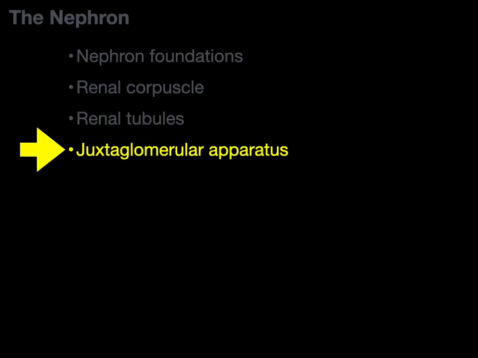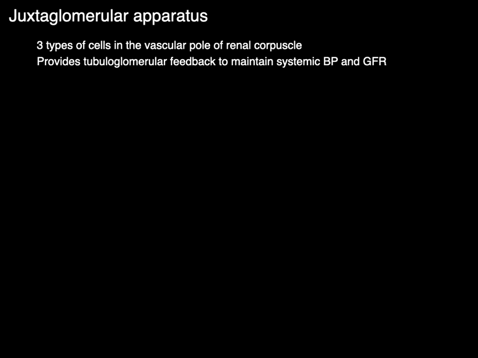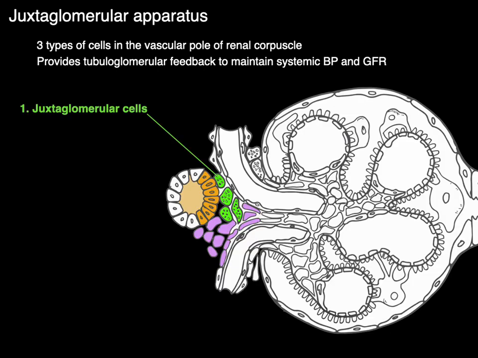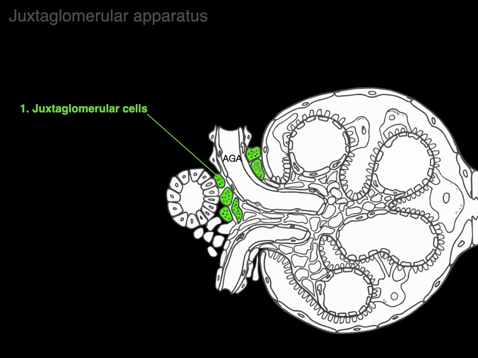All right, let's conclude with the juxtaglomerular apparatus. These are three types of cells in the vascular pole of the renal corpuscle that provide tubuloglomerular feedback to maintain systemic blood pressure and GFR. The three cells are juxtaglomerular cells, the macula densa that we already talked about, and these extraglomerular mesangial cells.